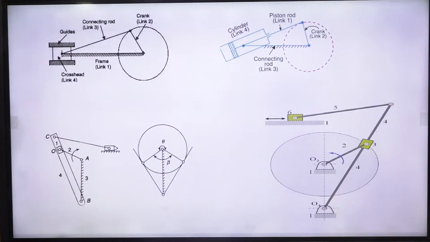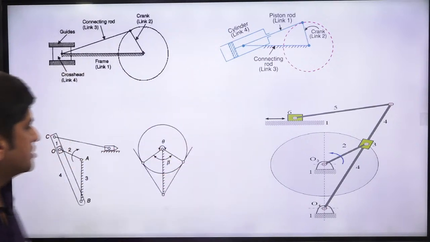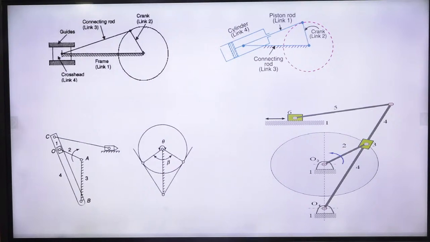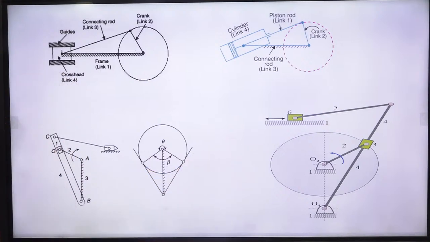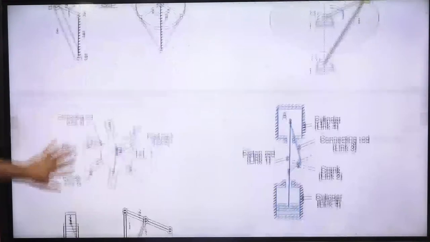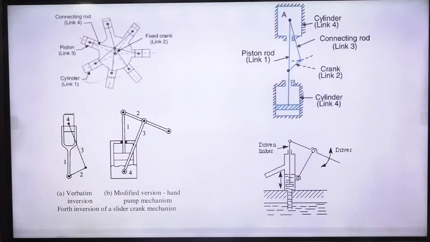And this is the diagram which all of you are aware of, how we get this diagram. So you people are aware about these details. So how do we get the slider crank mechanism? The quick return mechanism, Whitworth quick return mechanism, crank and slotted lever mechanism. So you people already know about this. Let me show you the hand pump also. This is the rotary cylinder and this is the hand pump mechanism, right?